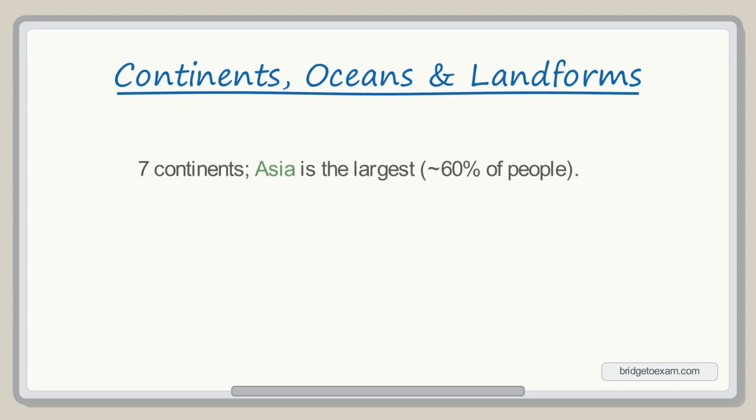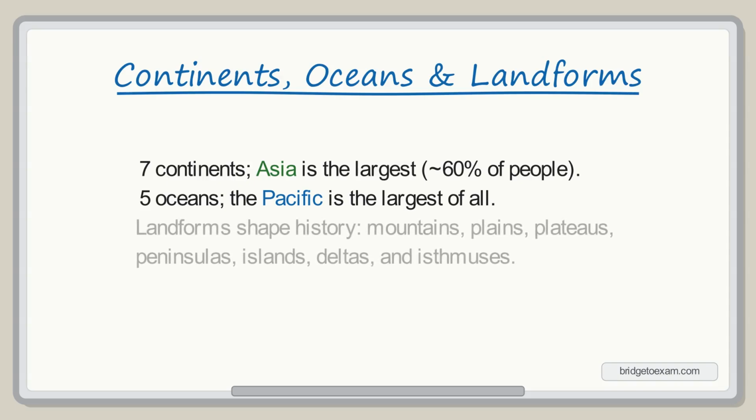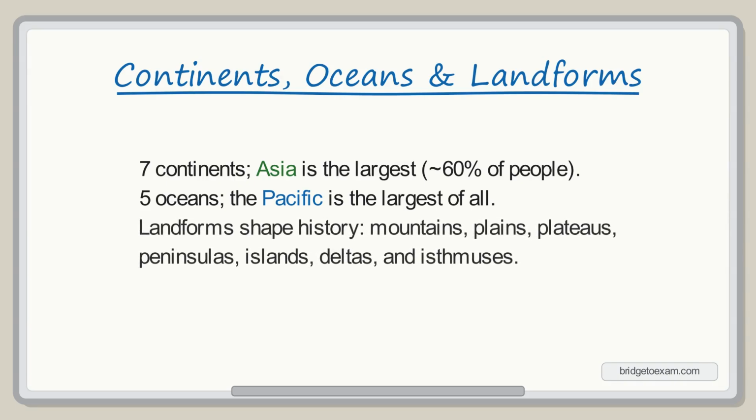Asia is the largest by far, home to about 60% of all people. And it has 5 oceans, the largest being the Pacific, which covers more area than all the land combined. The land is shaped into landforms: mountains, plains, plateaus, peninsulas, islands, deltas, and isthmuses. These aren't just vocabulary, they shape history.